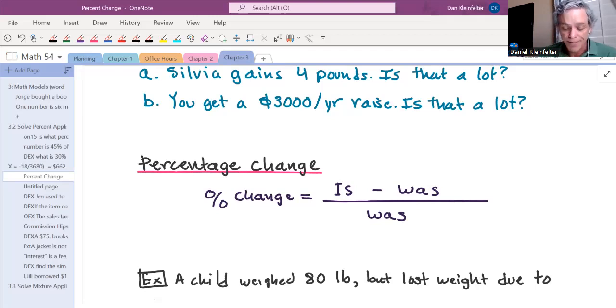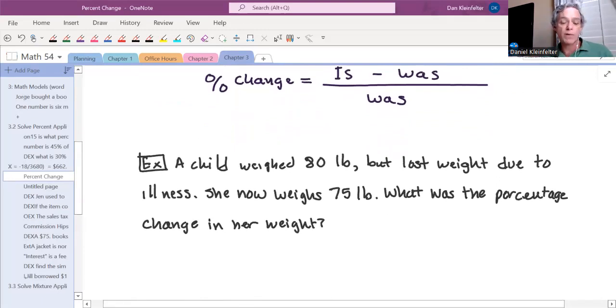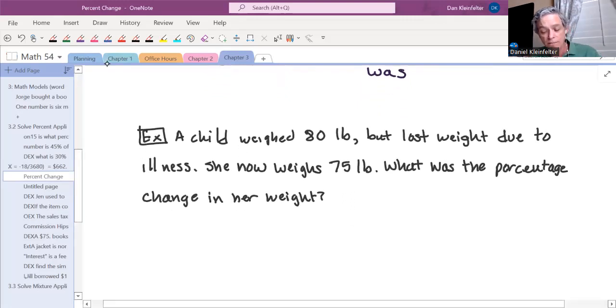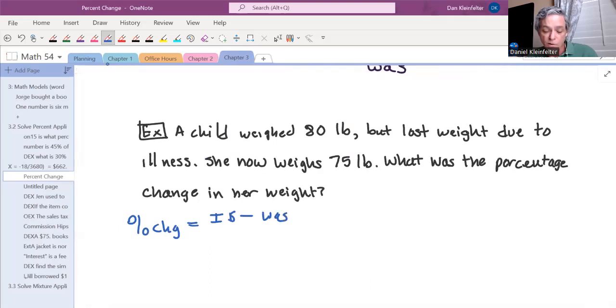Okay, so let's try it out. Suppose that a child weighed 80 pounds but lost weight due to illness, and now she weighs 75 pounds. We would like to know the percentage change in her weight. So the percent change is what she weighs now minus what she weighed before, divided by what she weighed before. So what she weighs now is 75. What she weighed before was 80, divided by what she weighed before, which was 80.